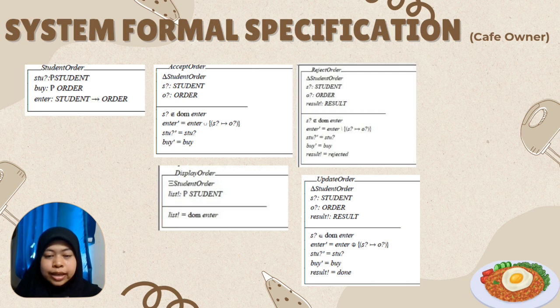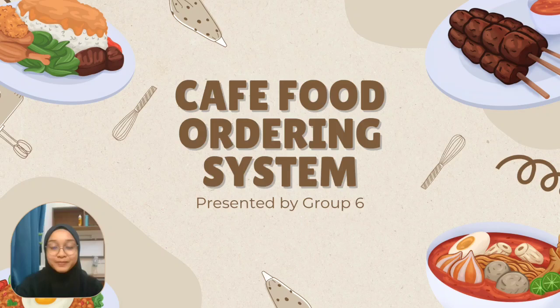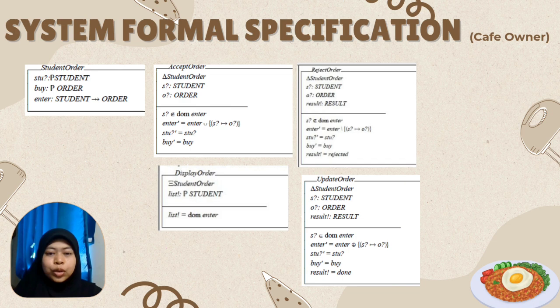Next, the menu module, which is described in menu schemas. There are 4 operation schemas here. The first one is add menu, which allows cafe owner to insert new food and price to their menu list. The second one is edit menu, where cafe owner can update the menu names and also the price. The third one is delete menu, where cafe owner can delete the menu that is unavailable for that day. The last one is display menu, which returns all available menu in the list.